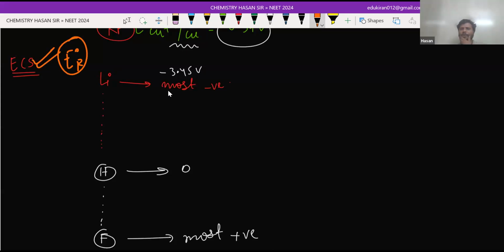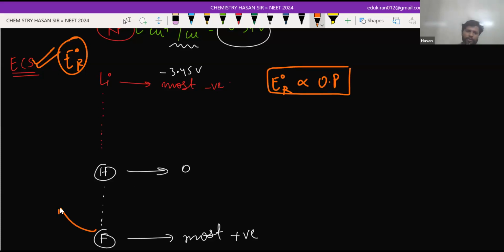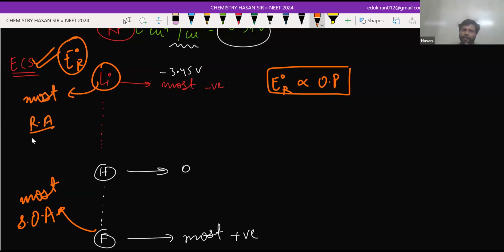Always remember that E0 reduction is directly proportional to oxidizing power. That means it is a very good oxidizing agent. That means fluorine is the strongest oxidizing agent, and the one having the lowest value will be the strongest reducing agent. That means E0 reduction is inversely proportional to reducing power. And a lot of questions have been asked on this.